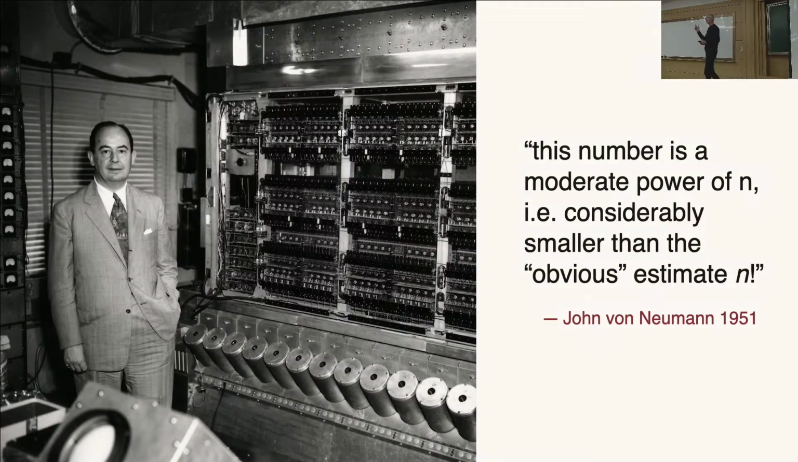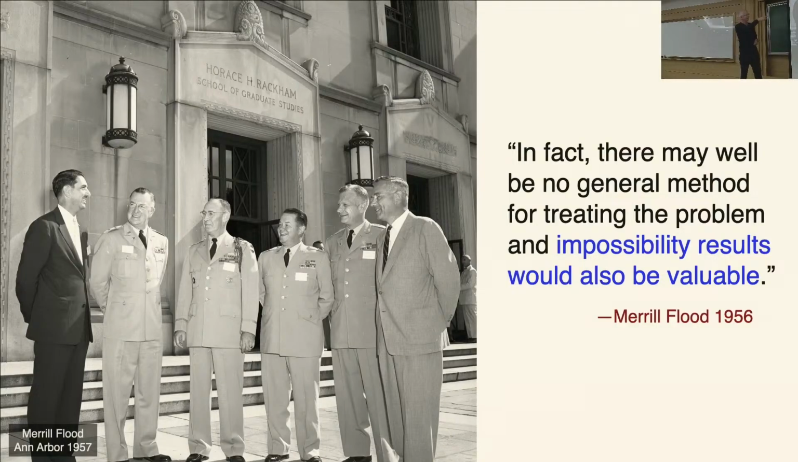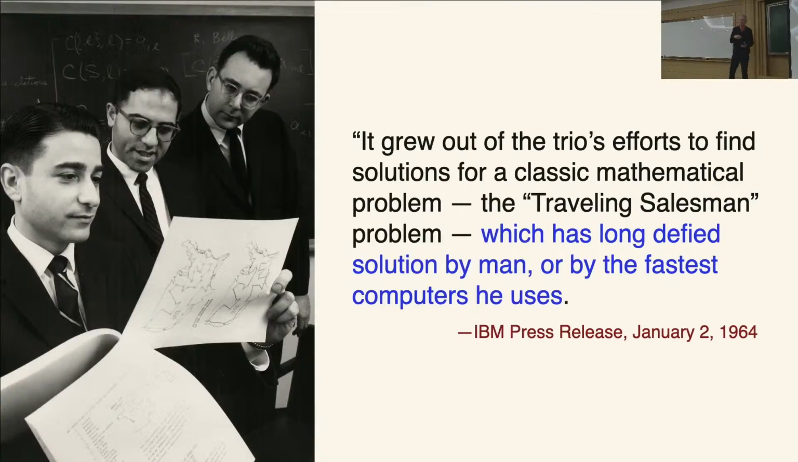So, if n factorial is too slow, what function of n would be good? Well, here the gold standard was laid down by John von Neumann. He solved a relaxation of the TSP that ran not in n factorial, but in n cubed time. N cubed is much faster than factorial. So a strengthened form of Menger's question is, can you solve the TSP in n to some fixed power, n squared, n cubed? So a polynomial time algorithm for the TSP. Well, already in the 1950s, Merrill Flood, a big pioneer in operations research, thought that's probably impossible. In the early 1960s, IBM put out a press release saying this is a long-defied solution.